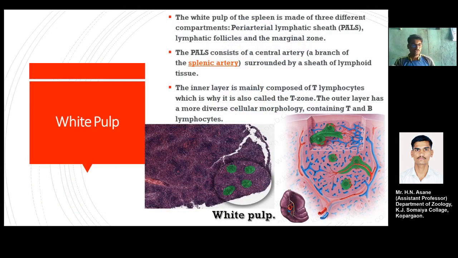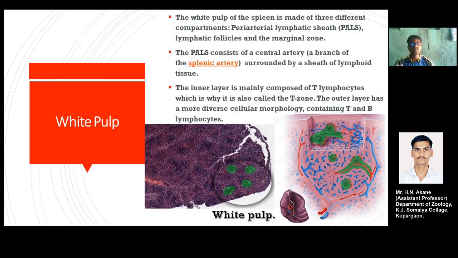So there is the presence of the white pulp as well as the red pulp in the spleen. You will see the trabeculae, which radiate and subdivide into smaller units that anastomose to form the connective tissue framework. So there are two different portions, the white pulp as well as the red pulp.